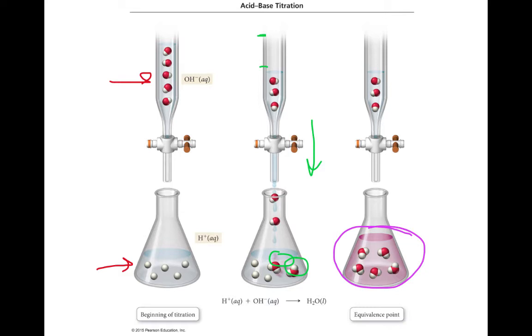Then if you know the volume and the concentration, you know the moles of OH minus, and you know that would equal the moles of H plus. If you know the moles and the volume of H plus, you can find its concentration.